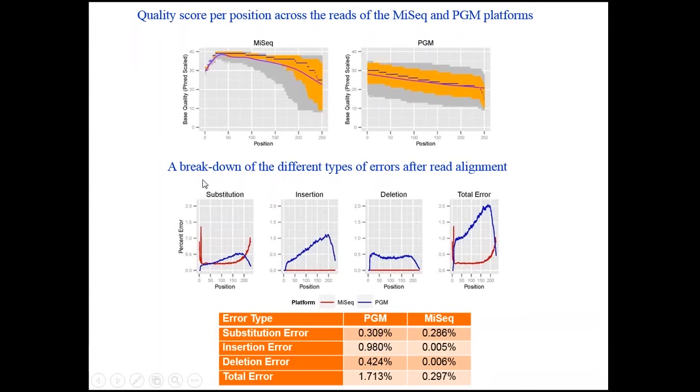The other metric we assessed was the errors generated along the length of the read, and you can see that in terms of insertions and deletions, the PGM has a higher percent error, while in terms of substitutions they are very comparable. Overall, on the table, you can see that the MiSeq platform generates a total number of errors that is almost 6 to 7 times less than PGM.